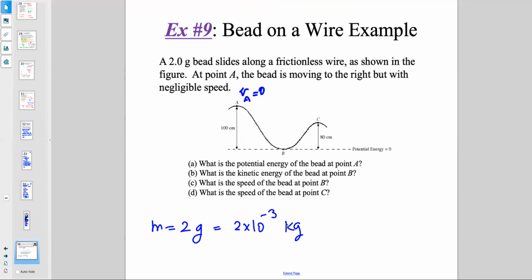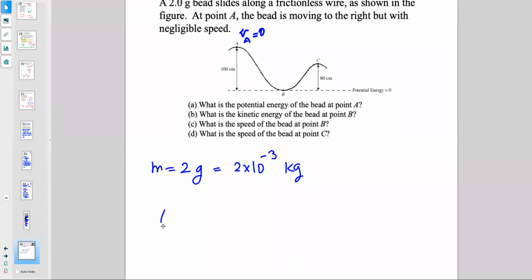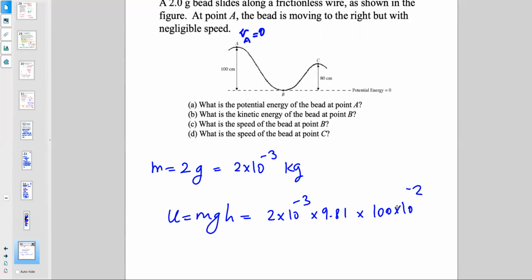So if I want to find the potential energy at point A, I have U being m g h. m is 2 times 10 to the negative 3, g is 9.81, and h is 100 centimeters, which is 100 times 10 to the negative 2, or in fact 1 meter. It has to be in meters, it can't be in centimeters, so that's why I'm just keeping 1 here. Put it in the calculator, and it should be easy to calculate.